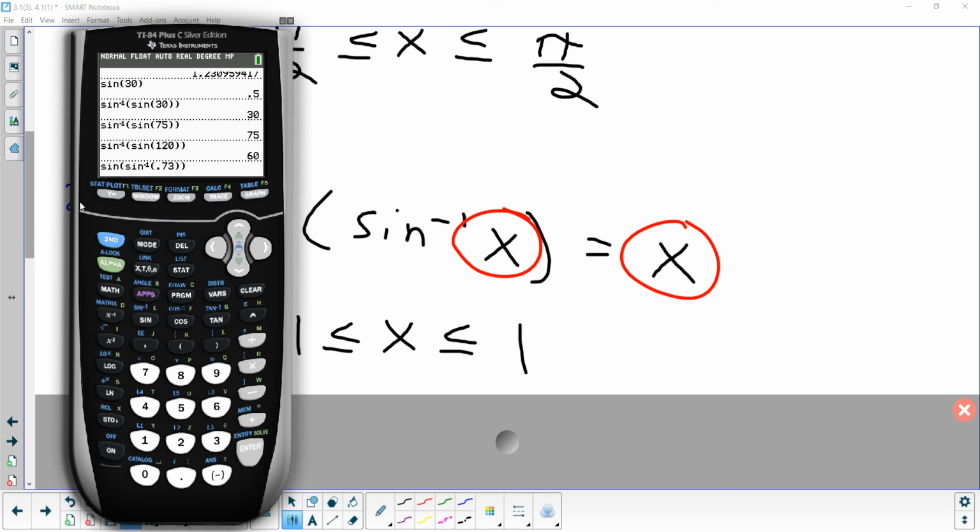I plugged in 0.73, so what am I going to get back? I'm going to get back 0.73. So I got back exactly the same thing I typed in, because they canceled out.